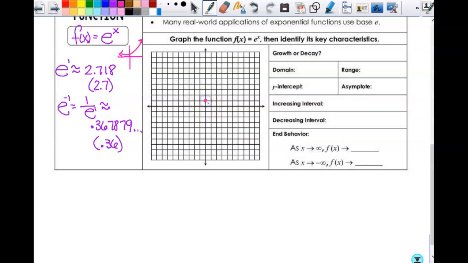E to the 0 power is 1. Okay, a monkey to the 0 power is 1. It's like been the hardest question all day. It makes my head hurt.